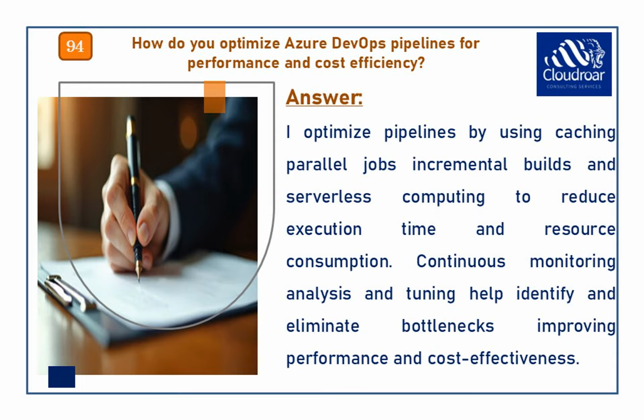Question 94. How do you optimize Azure DevOps pipelines for performance and cost efficiency? I optimize pipelines by using caching, parallel jobs, incremental builds, and serverless computing to reduce execution time and resource consumption. Continuous monitoring, analysis, and tuning help identify and eliminate bottlenecks, improving performance and cost effectiveness.